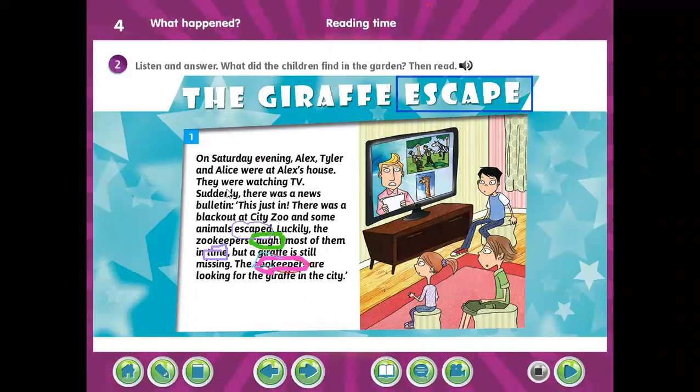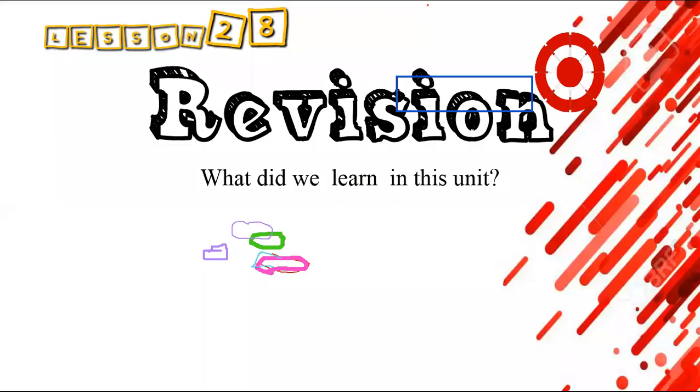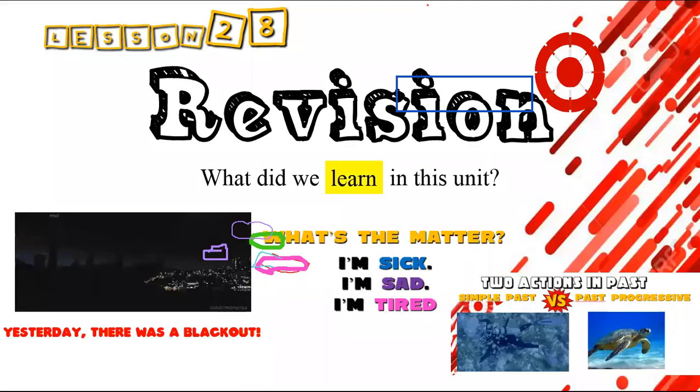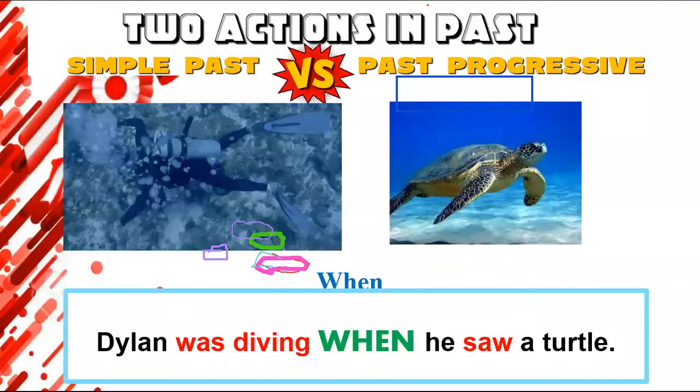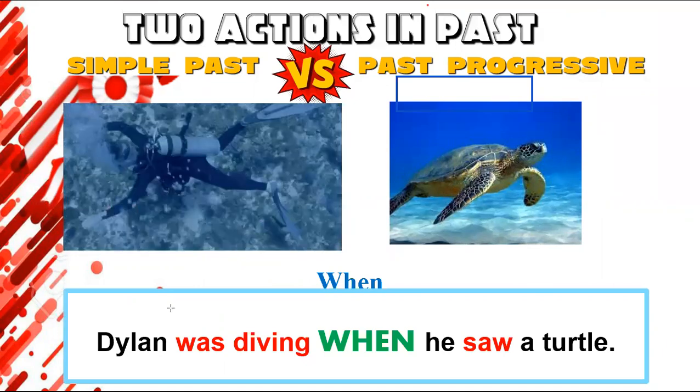Now, please listen. We are going to watch one more time the story, but this time you are going to identify some sentences. Teacher, what sentences? Sentences in past progressive. Teacher, what is past progressive? Remember, in this unit we learn about past actions. For sentences like this, past progressive is this. Yesterday there was a blackout, I couldn't see a thing. Where was Karen? She was in the garden. She was watering the plants. That is past progressive.